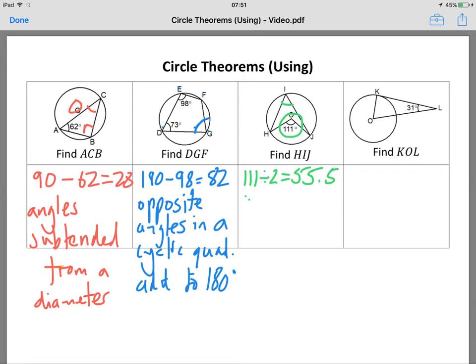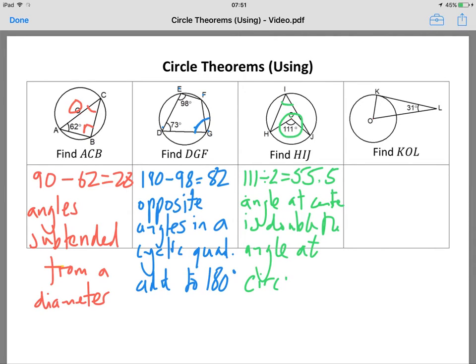So angle at centre is double the angle at circumference. Okay, so there you go.